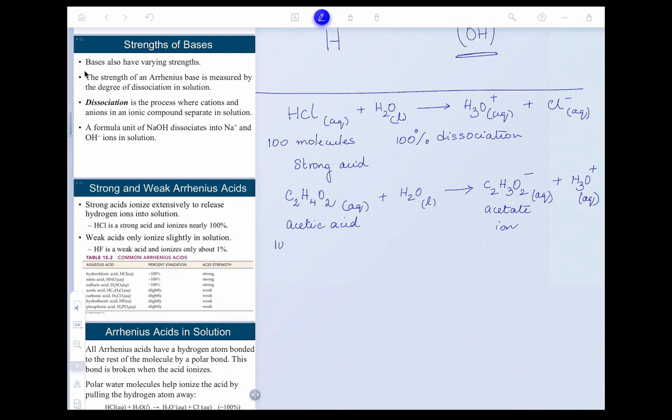But let's say I take 100 molecules of acetic acid, which is your vinegar kind of thing. Maybe 1 to 2 molecules dissociate. So there's 1 to 2% dissociation. Therefore, it is defined as a weak acid.